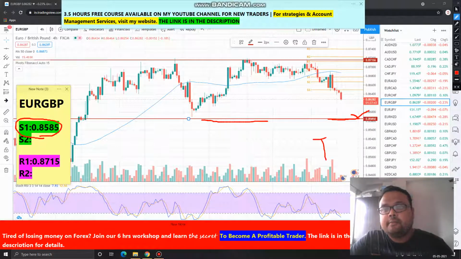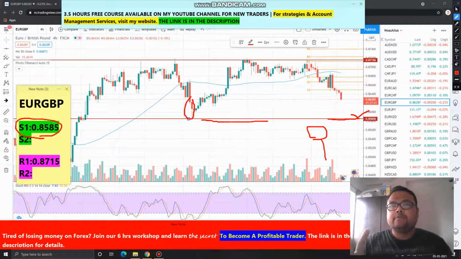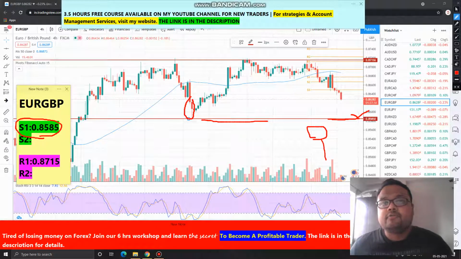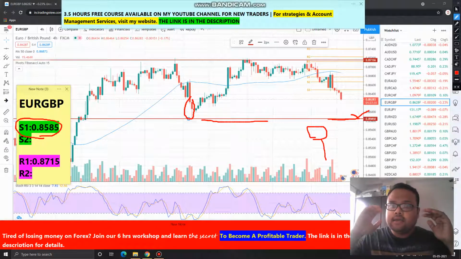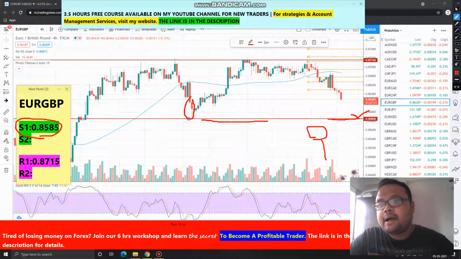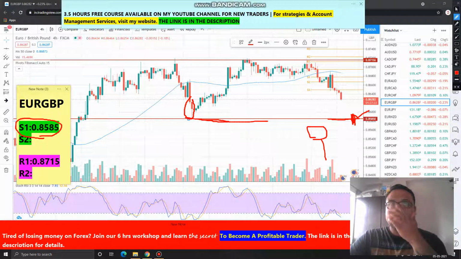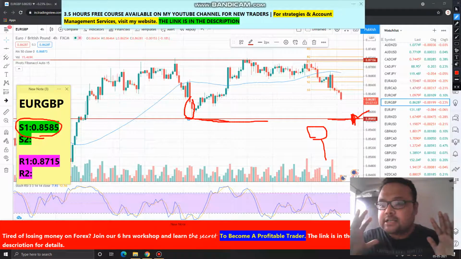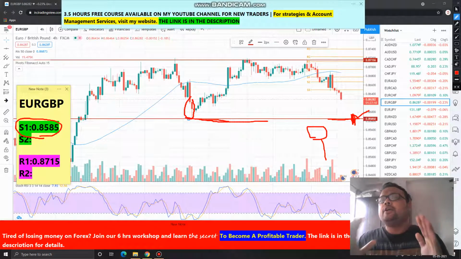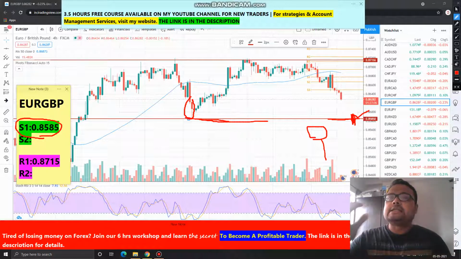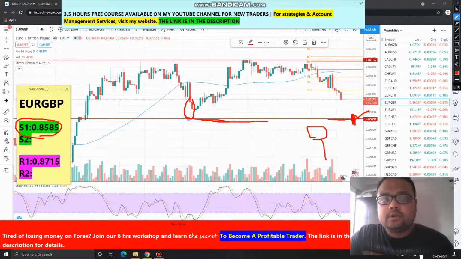Once you get confirmation, yes, 0.8585 is support, and that is repeating, then go for a buy at that level. On the other hand, this upper level is a different chapter. You have to wait 3 to 4 hours and try to understand the market psychology. If you see that after 3 to 4 hours price is still below and this level is still very strong, then short below this level.